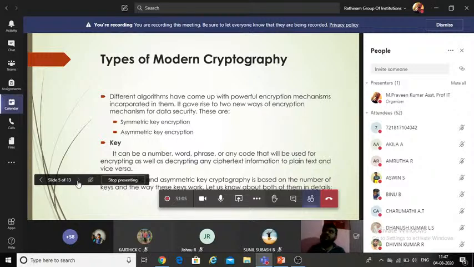And what is meant by key? A key may be a word, a number, or a phrase. Anything will do. The key will be used for locking your data, that is, encrypting your data.